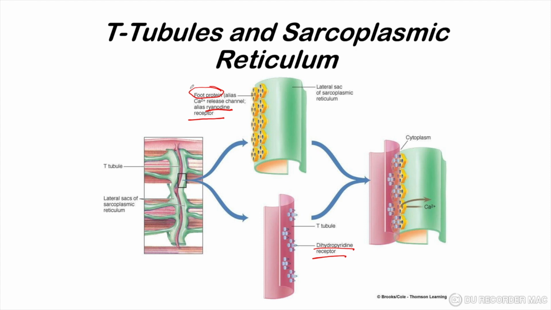What they do is they are responsible for the release of calcium 2+ from the internal stores during excitation-contraction coupling. So you will see later that they are important in the release of the calcium 2+. On the other hand, in your T-tubules, located there are the DHPR, the dihydropyridine receptors.